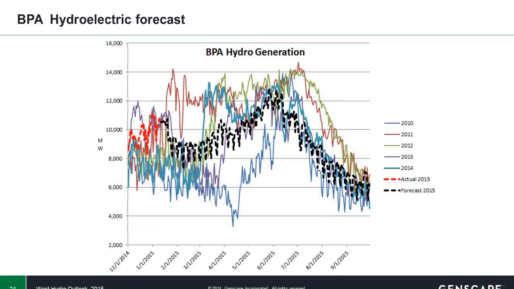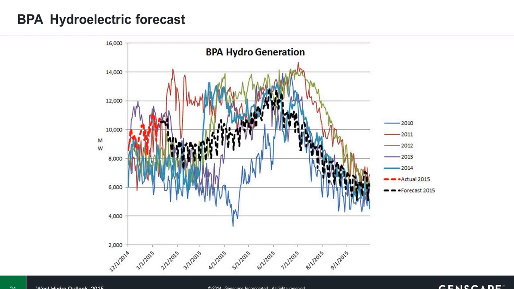So here's our forecast for the Pacific Northwest. I apologize for the busy chart. I wanted to put a lot on here. We use the BPA hydrogeneration as a proxy for the whole system since it's such a large part of the whole. And this graph shows the last 5 years versus our forecast.